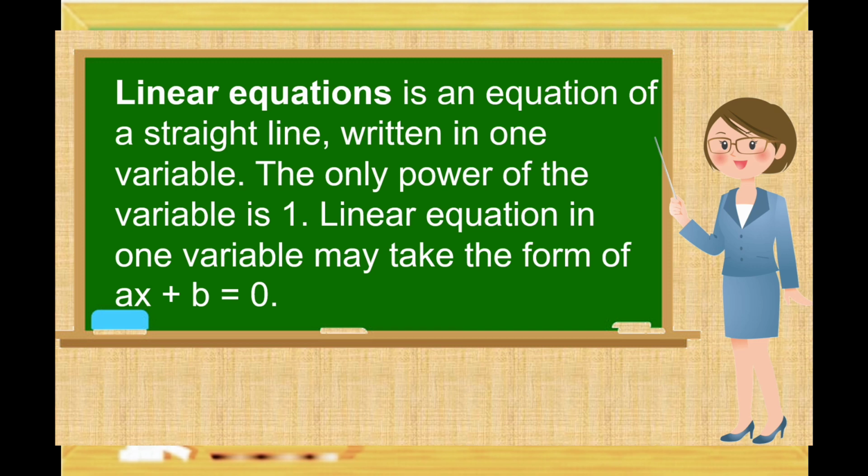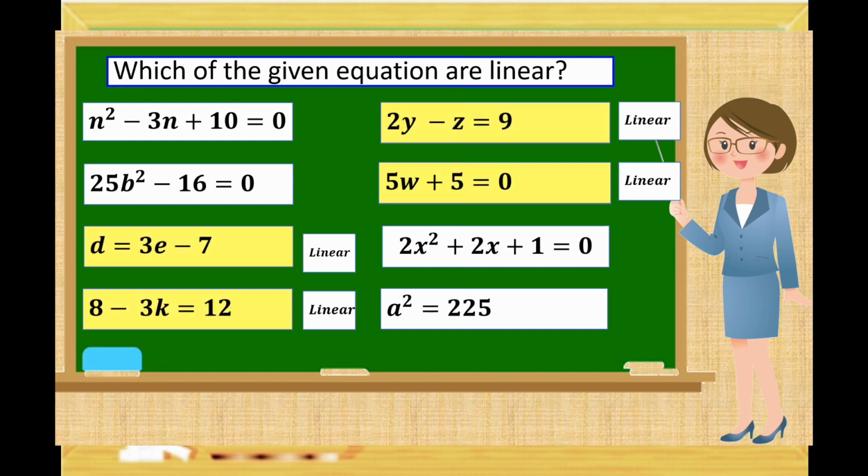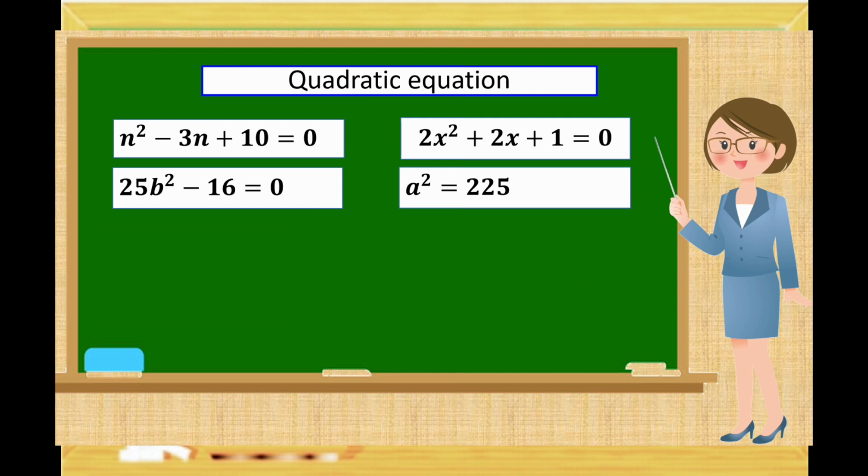Now let's answer this activity. Which of the given equations are linear? The equations with fill color are linear equations. It's because the degree is 1, or the highest exponent is 1. The following equations are not linear. But what common characteristic do the equations have?